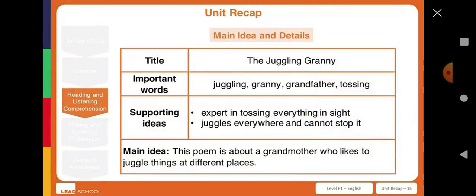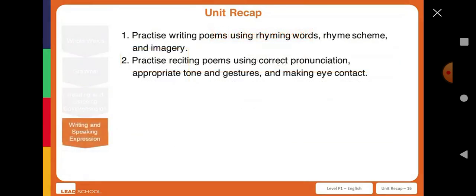We also learned how to find the main idea of a poem through different steps. First, we read the title, then, we noted down the commonly repeated important words in a poem. We then spotted details that will in turn lead us to the main idea. Additionally, for writing, we were able to practice writing poems using rhyming words, rhyme scheme, and imagery. We also practiced reciting poems using correct pronunciation, appropriate tones and gestures, as well as making eye contact.